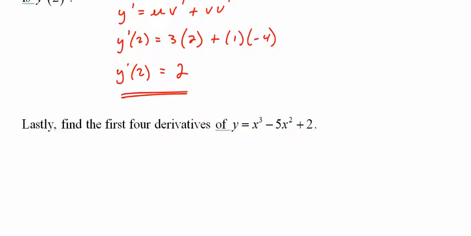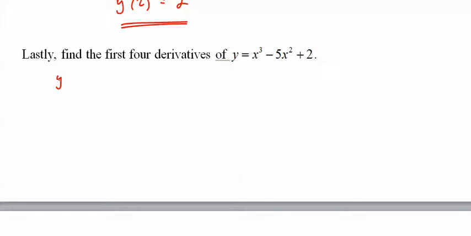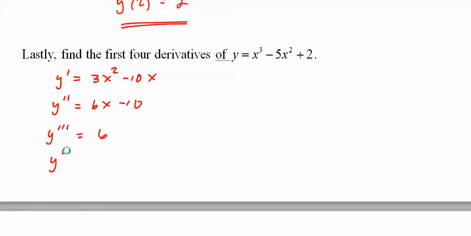And we can find more than one derivative. We just keep going. Y prime equals 3x squared minus 10x. Y double prime equals 6x minus 10. Y triple prime equals 6. And y to the fourth. I feel like they do that differently, so I want to double check real quick. Yep, put a little parentheses around it. Equals 0. So that is the first 4 derivatives.